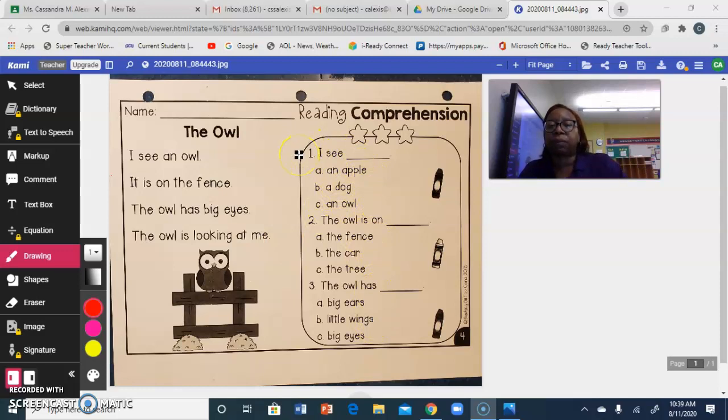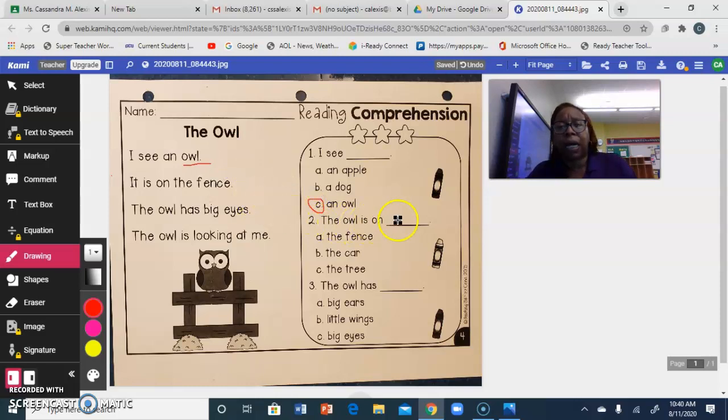So now we need to do the fill in the blank. So number one, I see blank. Is it A, an apple? Is it B, a dog? Or is it C, an owl? And all we do is go right back to our story because it gives us all the answers. We have to go nowhere else to look for our answers. It says, I see an owl. So I underline that. And I only do that for my records. You can do it on your paper, however you choose to do it. So we're going to take and circle owl.